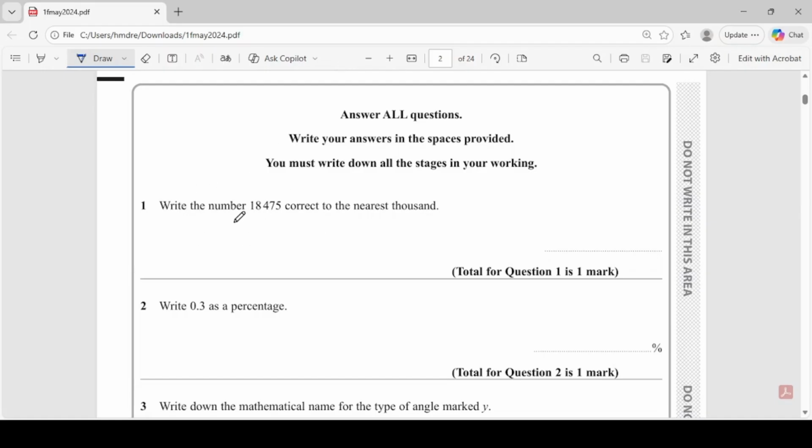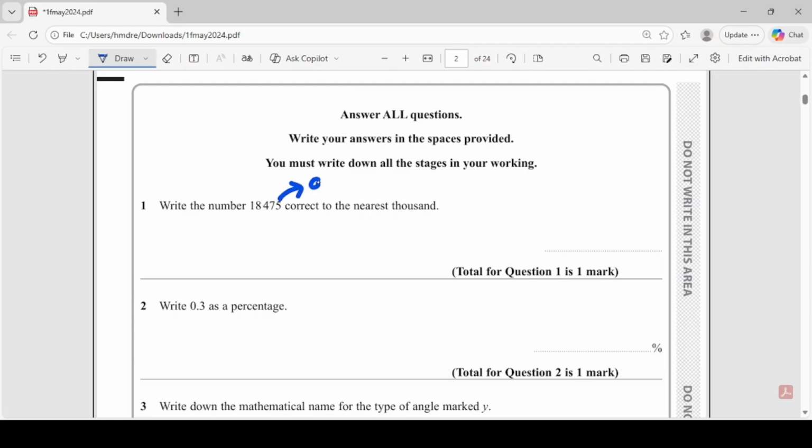So first of all, write the number 18,475 correct to the nearest thousand. My first thing would be, let's identify which number is the thousand. So here we've got our ones. The 7 is tens. The 4 is hundreds. And so our 1,000 is the 8.